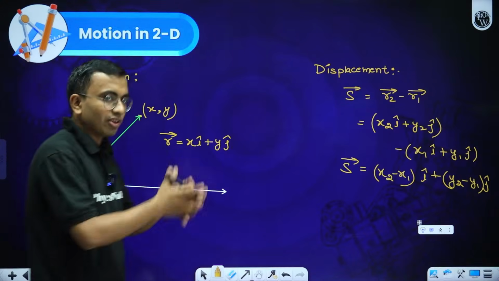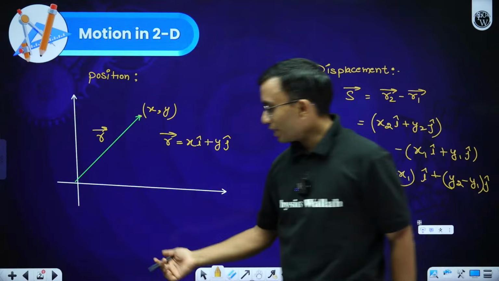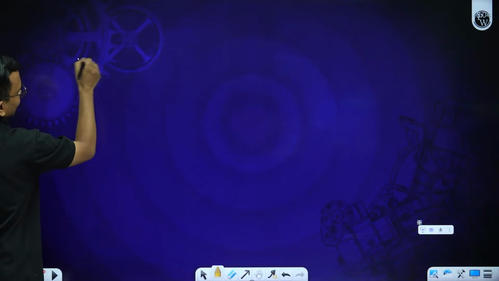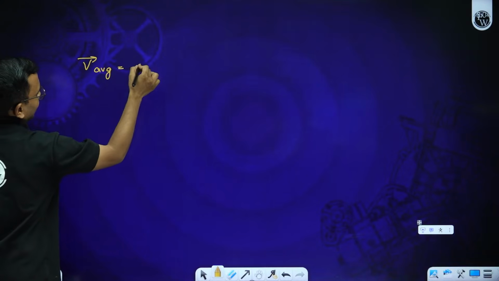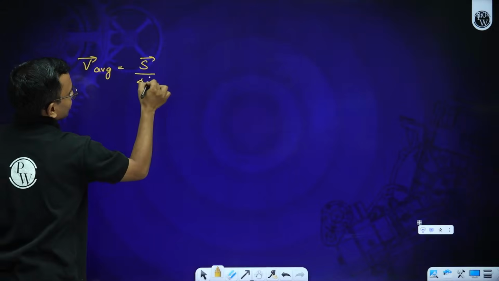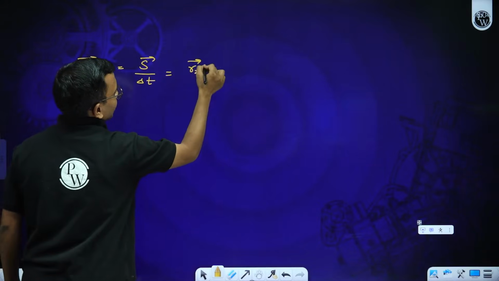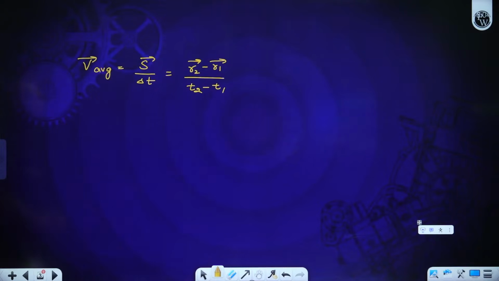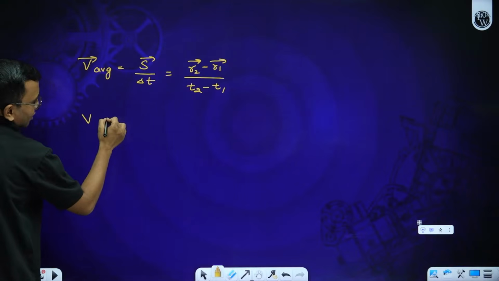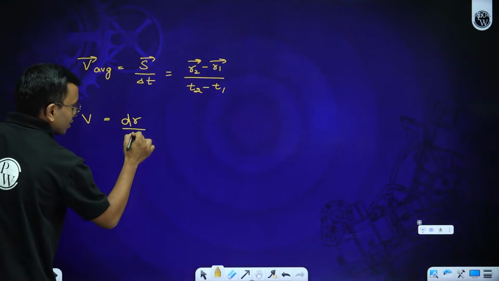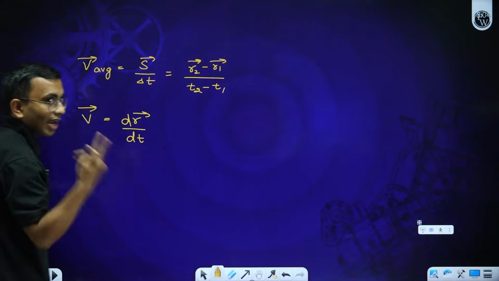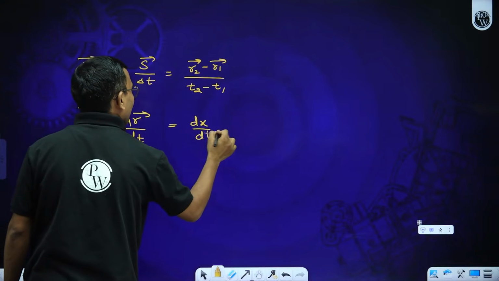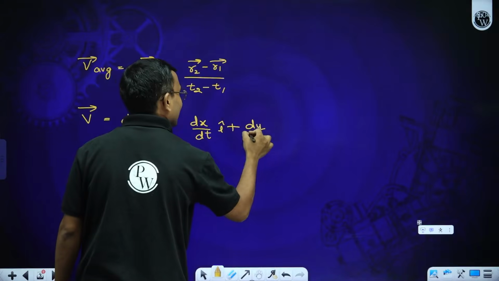Then when you talk about average velocity, that will be displacement divided by time interval. V average, the average velocity, will be my displacement divided by the time interval: r2 minus r1 divided by t2 minus t1. If you talk about instantaneous velocity, that will be dr by dt, the rate of change of position. r is your x i cap plus y j cap. So when you put it here, it will become dx by dt i cap plus dy by dt j cap.